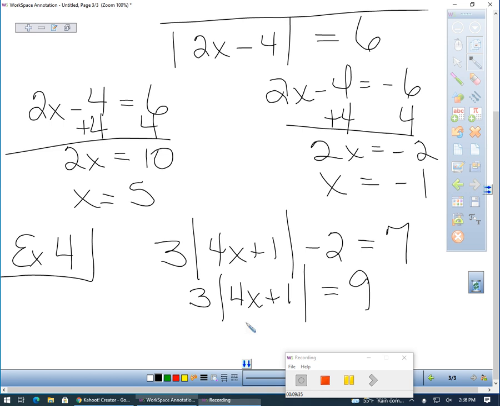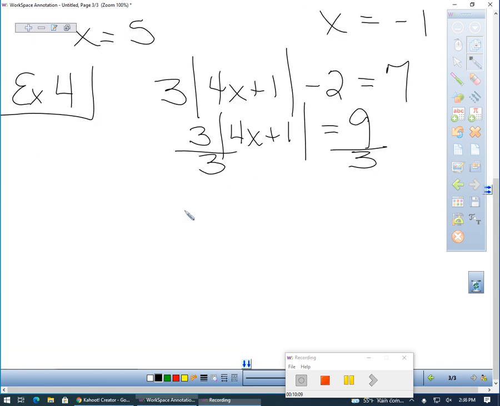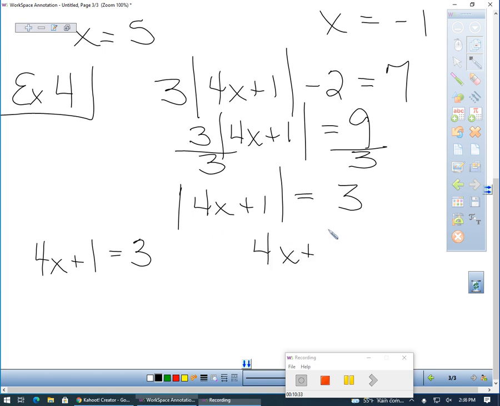To get rid of it, we're going to divide. So we're going to divide this side by 3 and this side by 3. So on this side, we're left with the absolute value of 4x plus 1 equals, and on this side we have 3. Now we can write our two equations. The first equation is 4x plus 1 equals 3. The second equation is 4x plus 1 equals negative 3.